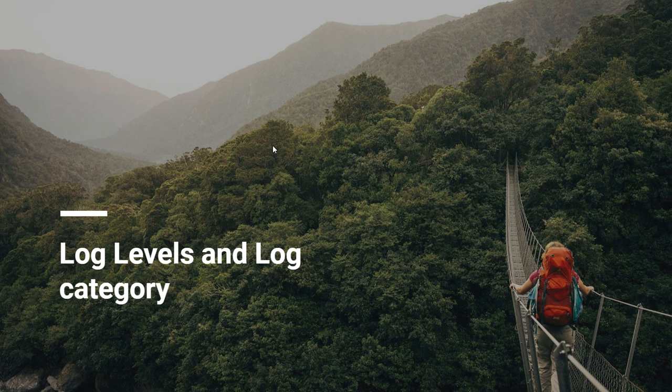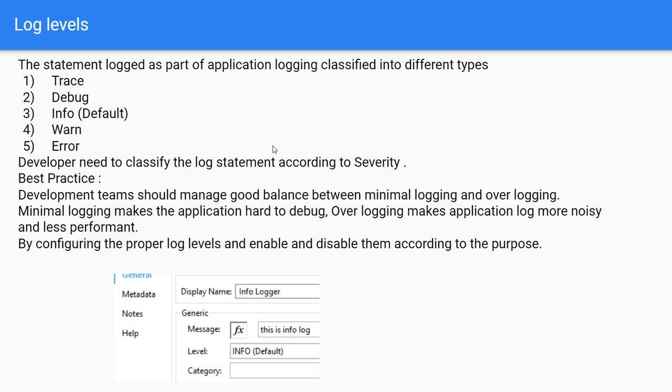If you configure a MuleSoft logger component, you will encounter this log level and log category. What is log level and what is log category is a very basic concept you need to understand before configuring the log component. So in log levels, there are different kinds of log levels like trace, debug, info, warn, error. So what is this log level?